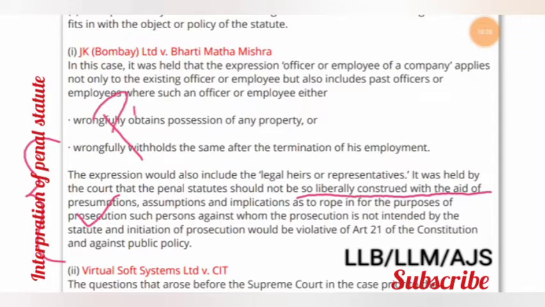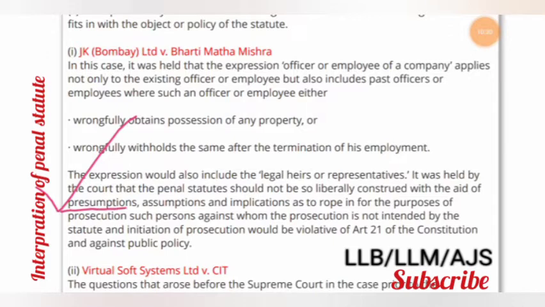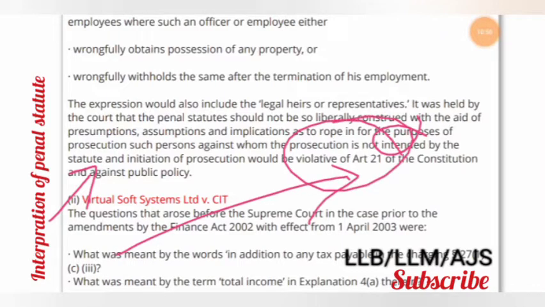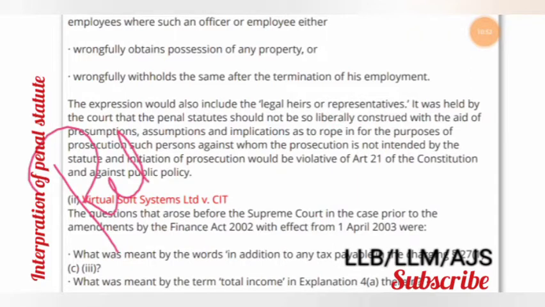Presumptions, as we know, are propositions, certain kinds of assumptions or implications, a kind of hypothesis which is not so useful. It may be true or may not be true. So it must not be interpreted liberally, with the aid of presumptions, assumptions, implications, so as to rope in for the purpose of prosecution a person against whom prosecution is not intended by the statute, nor is it violative of Article 21 of the Constitution. And as we have already mentioned, it must be construed keeping in view public policy, the rule of public policy.